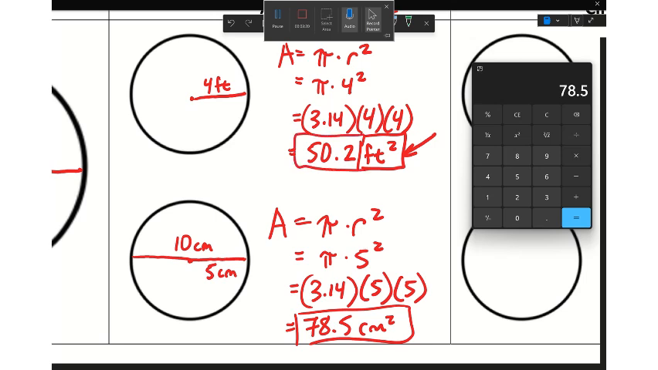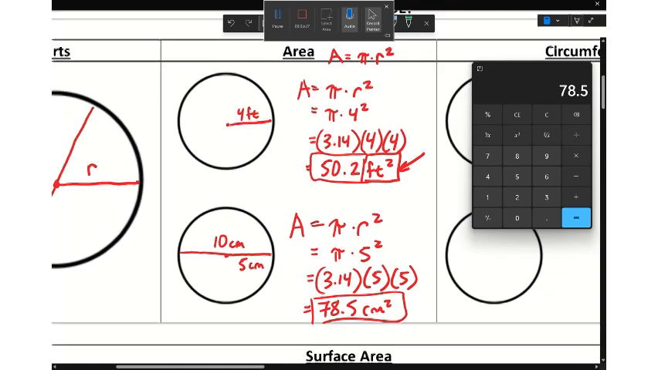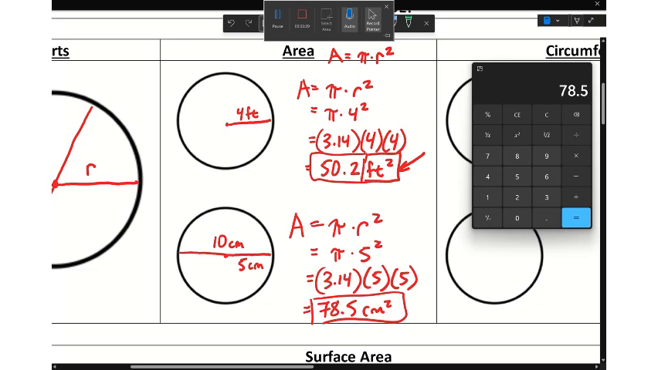You just got to be careful with regards to your multiplication and with regards to what you're plugging in. So these are our first 2 examples for area. Make sure you write them down, and let's move on to circumference.